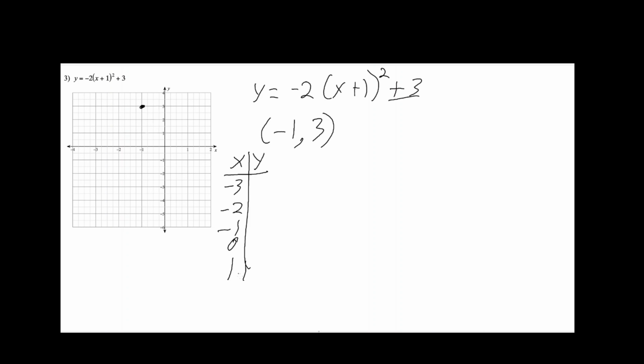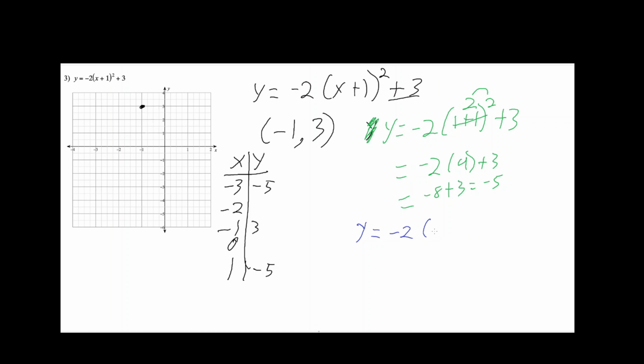So now that we've solved for x equals 1, you got negative 5. Let's try x equals 0. So we're going to take 0 and plug it in. We get negative 2 times 0 plus 1 squared plus 3. It becomes negative 2 times 1 plus 3. 0 plus 1 is just going to be 1. 1 squared is just 1. So negative 2 times 1 plus 3 is our next line there. So you get negative 2 plus 3, and that is equal to positive 1 for your y value.